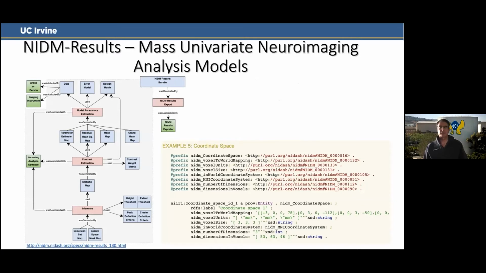This is from the statistical parametric mapping SPM example, where again, we've got an object model on the left. It's composed of the same sorts of core building blocks: activities, entities, a series of named edges using the PROV vocabulary. And on the right, you have the turtle serialization of this object model when applied to a particular data set.